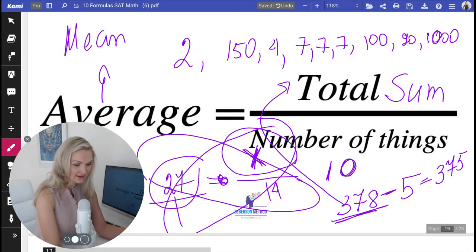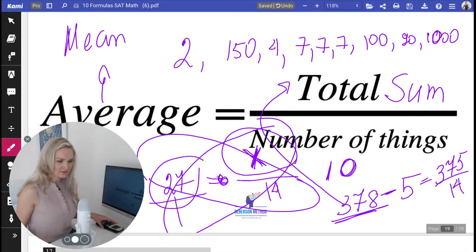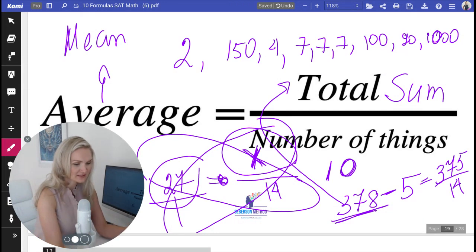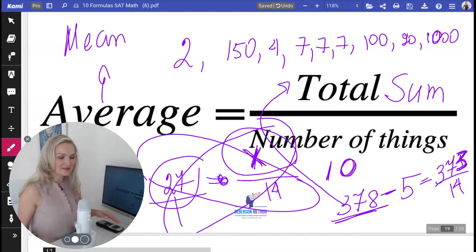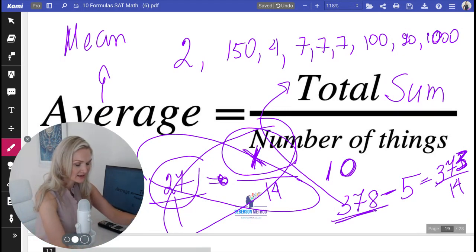Guess what? I need to divide by 14 again. And that I will need a calculator for. It's going to be 373, not 375, sorry. 373 divided by 14. That is 26.64. So 26.6 is probably going to be my new mean.